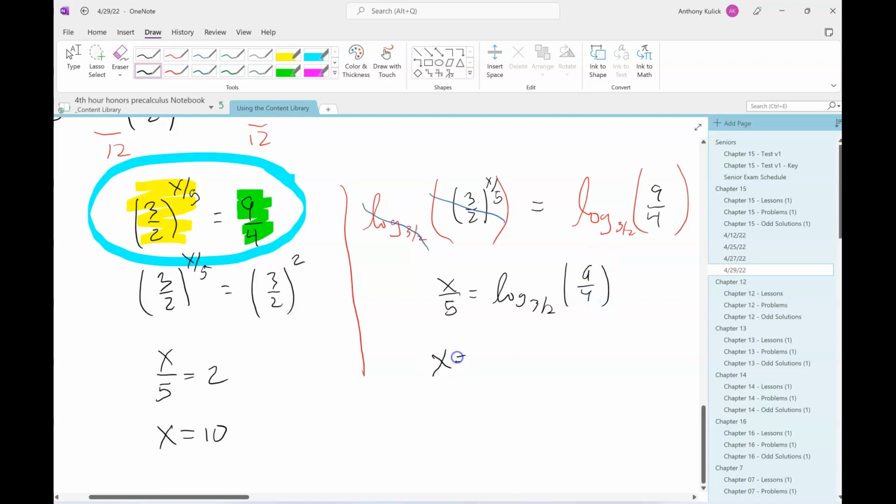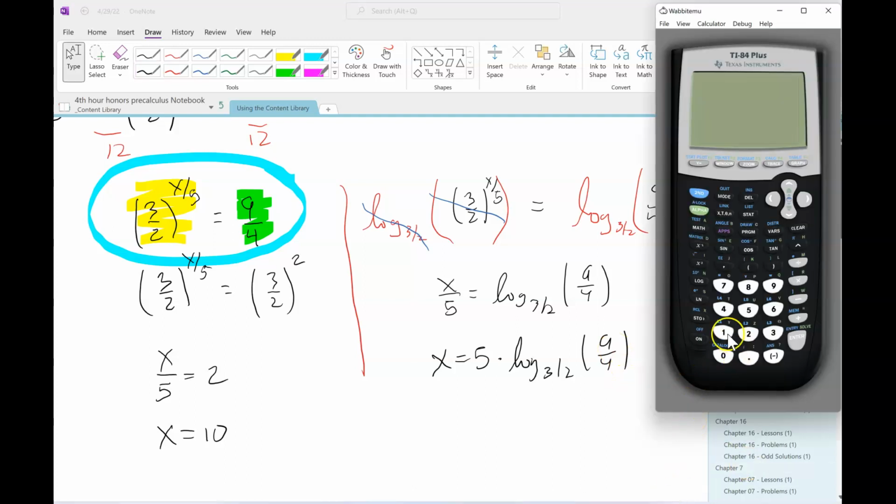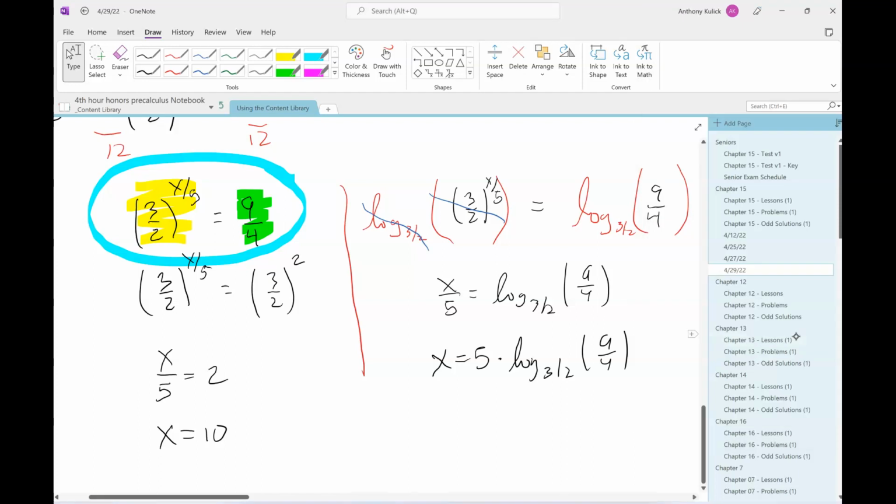So we multiply both sides by 5 to get the x by itself. And now it's calculator time. So 5 times, and then I press log or math, and then choose the log base command from the very bottom. And that allows me to type it in just like it looks on my sheet of paper. And I get 10, exactly the same as I did the other way.